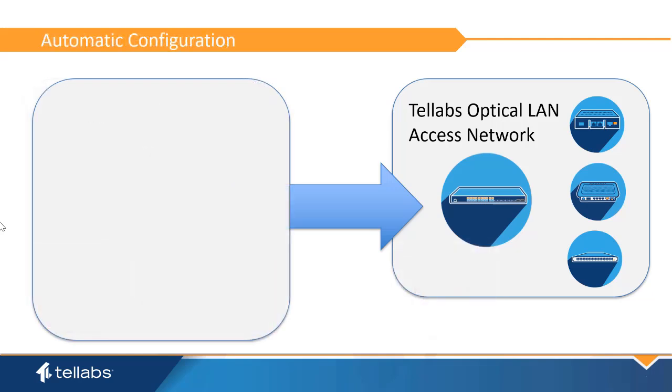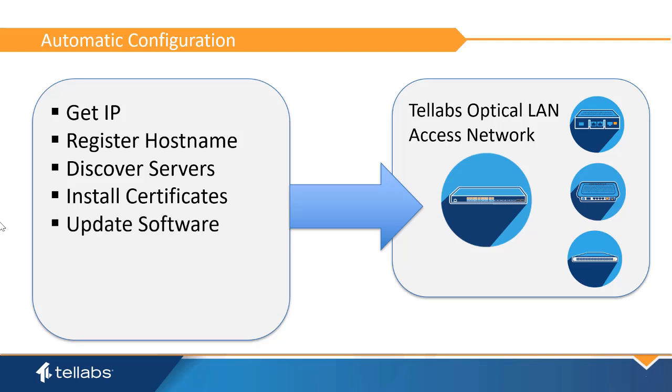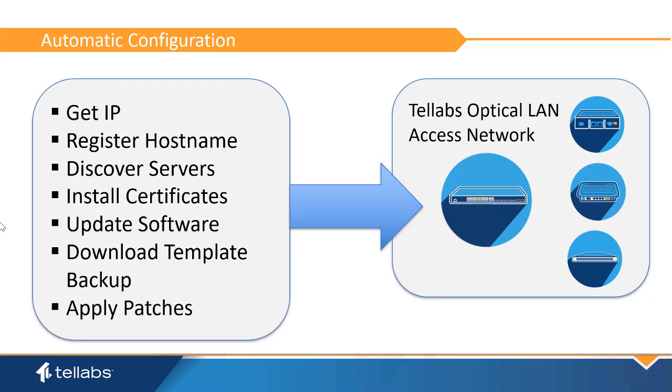Zero-touch provisioning allows the OLAN components to automatically acquire an IP address using DHCP, create and register a fully qualified DNS name, discover the servers to use for ZTP configuration, download and install site-specific PKI certificates, download and install configured software versions, download and apply site-specific or OLT-specific custom configuration from a backup file, and download and apply necessary system patches.